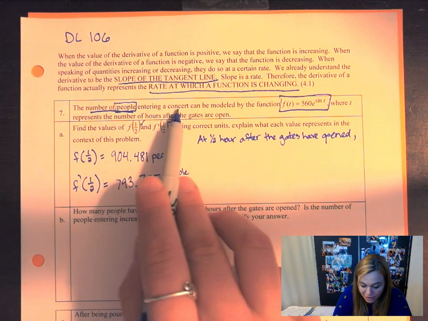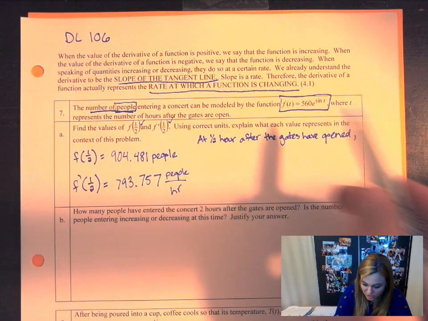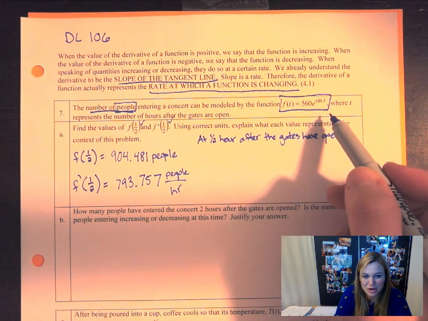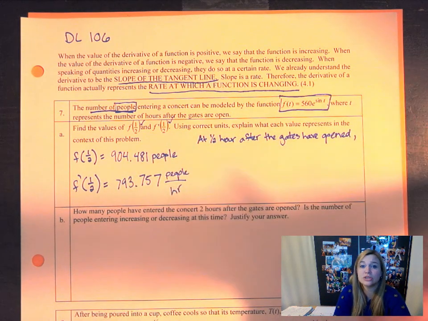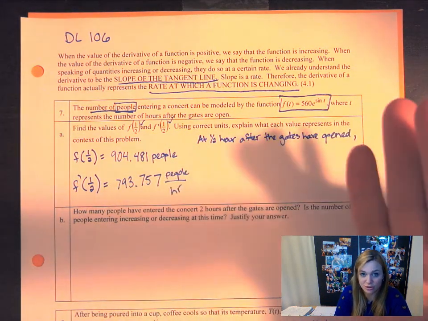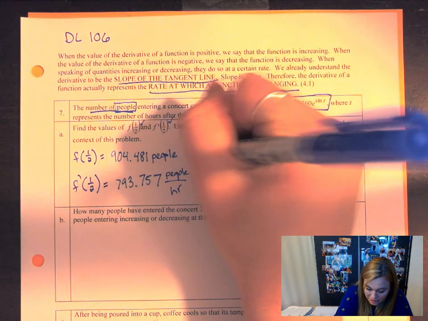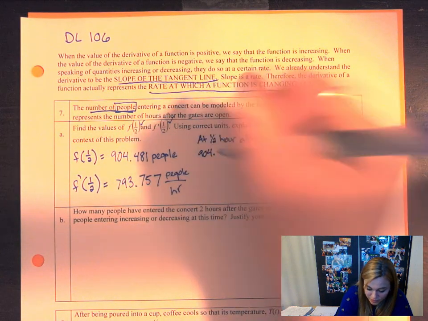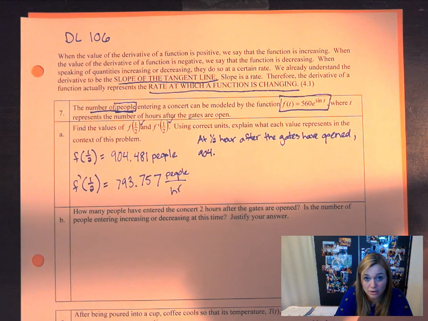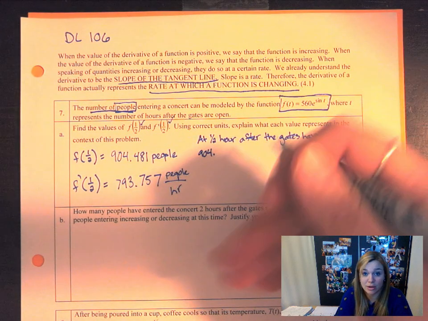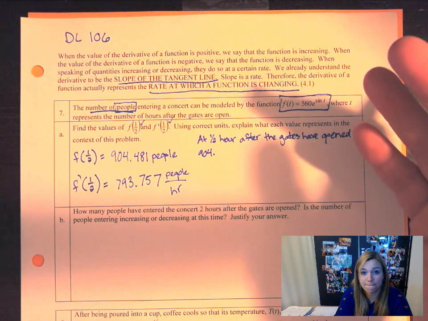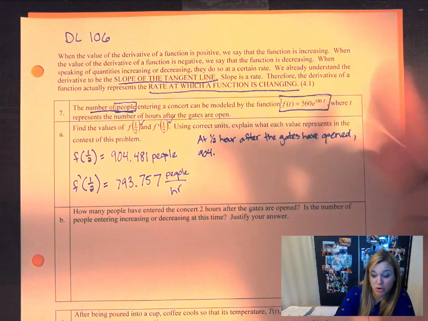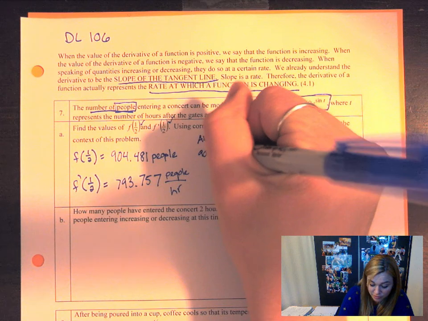So at 1/2 hour, so like at a moment after the gates have opened, this was saying this is the number of people entering a concert. Okay, number of people entering is weird because it's like, how many people is that at the gate, inside? I don't know. We're not going to debate that. We're just going to use the language that they are using. So I'm going to say 904, and if you want to put 0.481, because if we're talking about people entering a concert, maybe that's somebody partway through. So I'm going to keep this for right now.